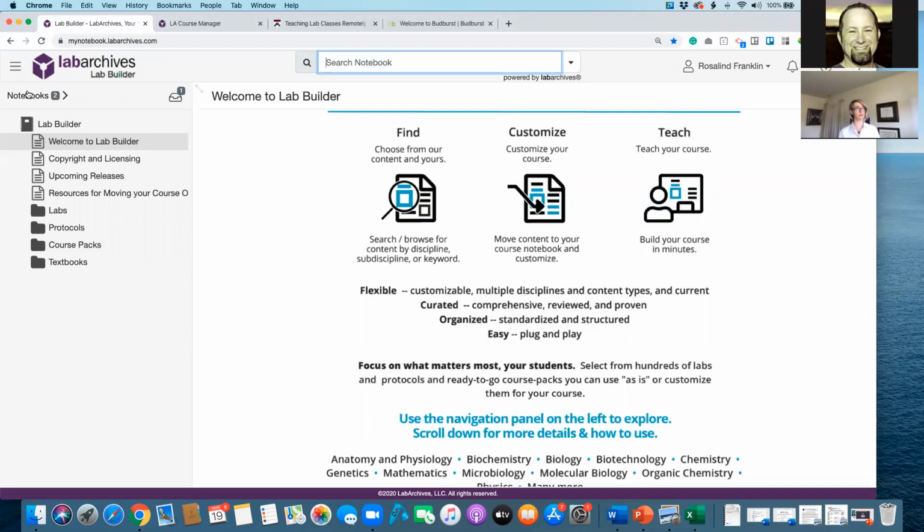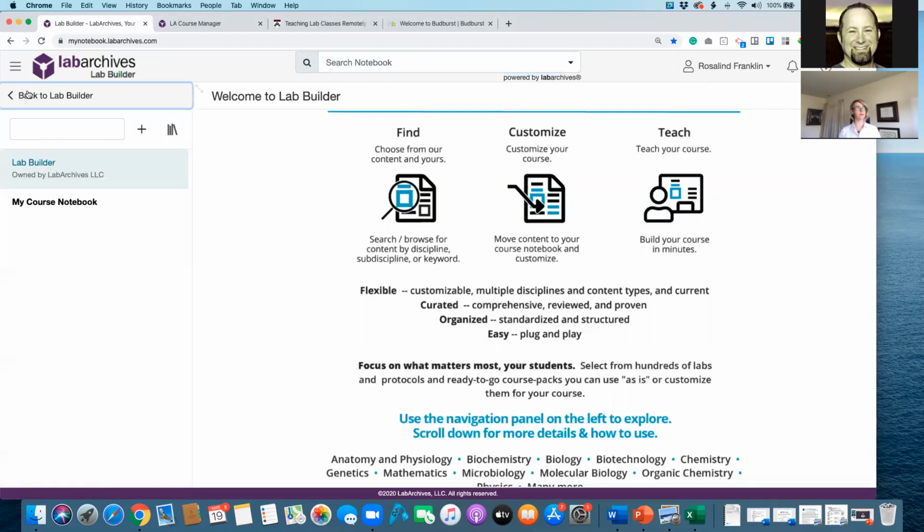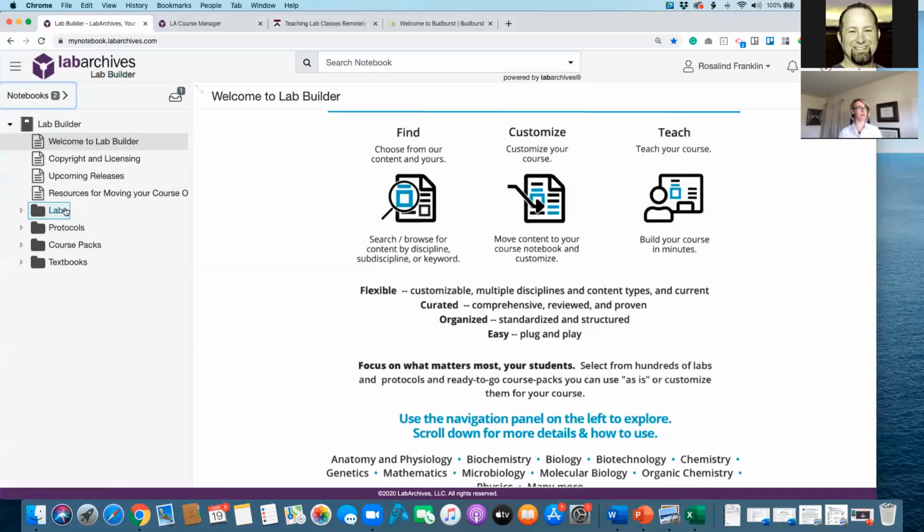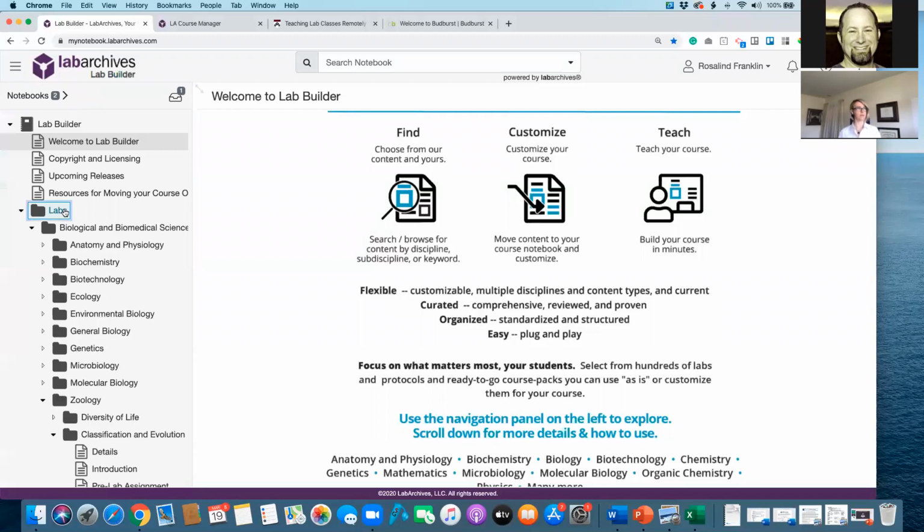I'm going to bring your attention over here to notebooks. This particular person, Rosalind Franklin, has 2 notebooks. She has access to LabBuilder and then My Course Notebook, another notebook she has access to. So I'll come back here and draw your attention to labs to begin with.